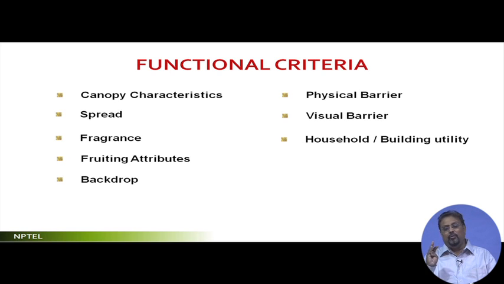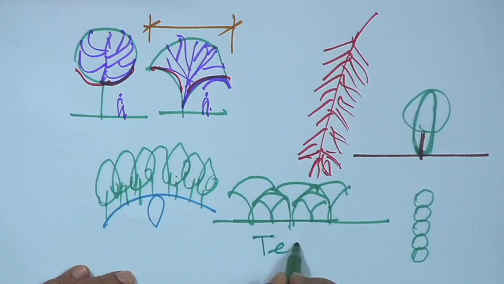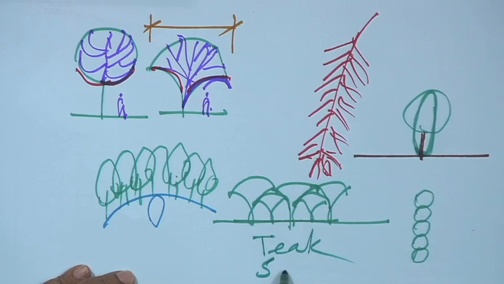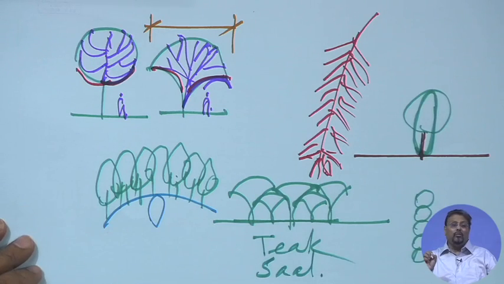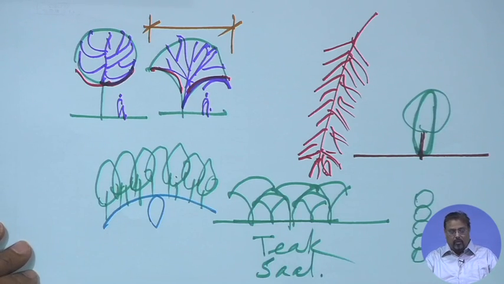An example: if you have teak trees, Tectona grandis, teak, or if you have sal trees, these trees are of strong building and household utility. They are very quickly vandalized by people, not cattle, because teak is so costly.